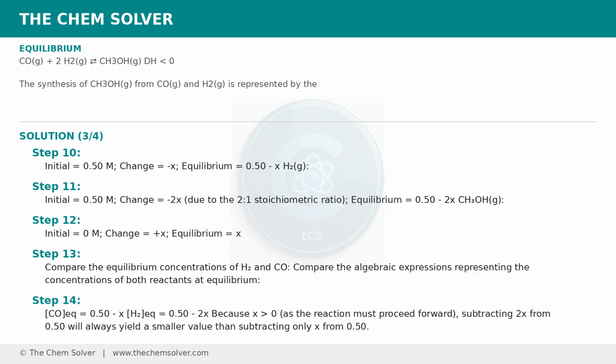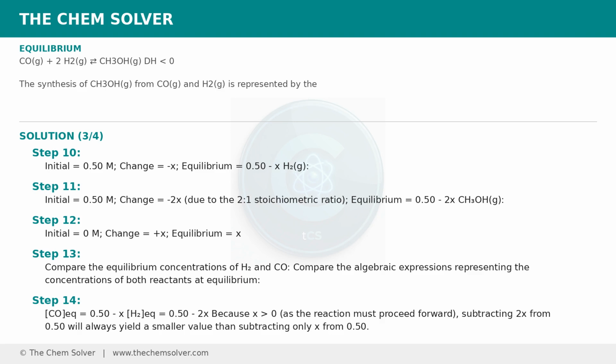H2: initial equals 0.50 molar. Change equals -2x due to the 2 to 1 stoichiometric ratio. Equilibrium equals 0.50 - 2x. CH3OH: initial equals 0 molar. Change equals plus x. Equilibrium equals x.